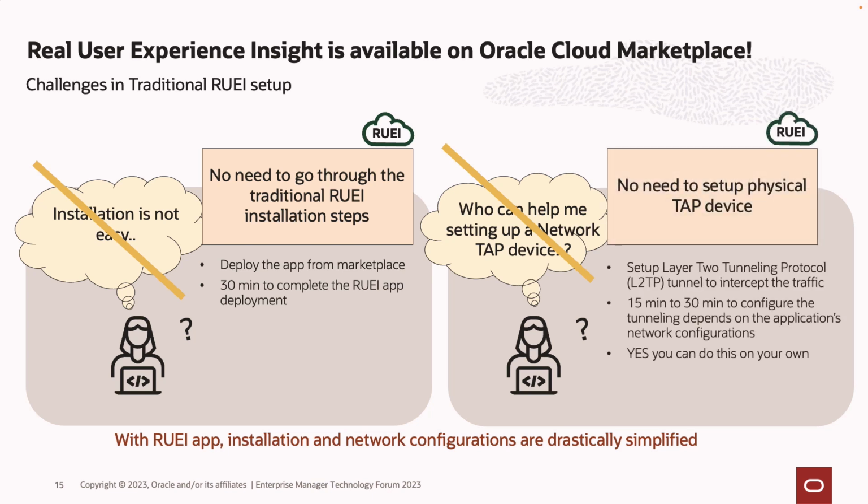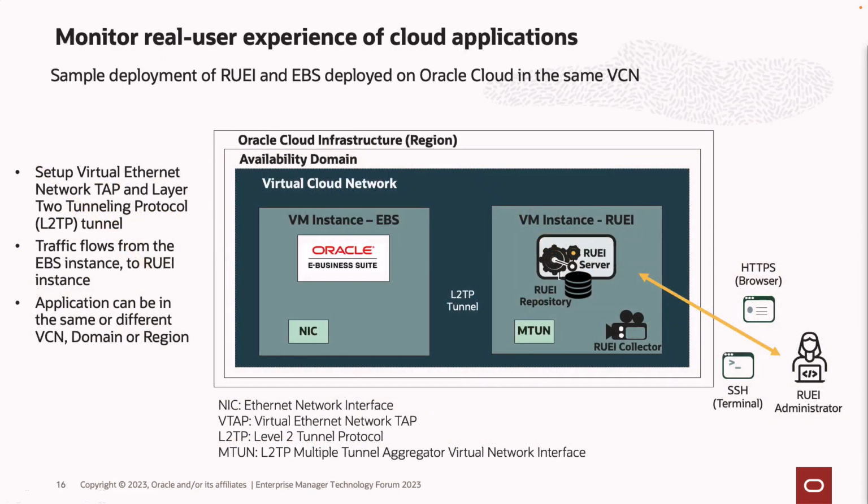Also, you don't have to find a physical tap device. Instead, you can set up an L2TP tunnel to intercept the traffic. This is a built-in tunneling functionality in the RUEI app. And the time it takes to complete the installation and configuration together is approximately 1 hour. The architectural diagram in this slide is an example of how it looks when you set up the RUEI app in the Oracle Cloud and monitor an application that is also running in the Oracle Cloud.